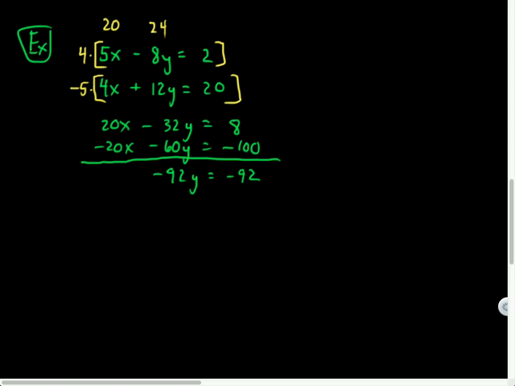All right. So have I solved for y yet? No. This one takes a little bit more work. Not much. Divide both sides by negative 92. And you'll get y equals 1, because a negative divided by a negative is positive, my friends.